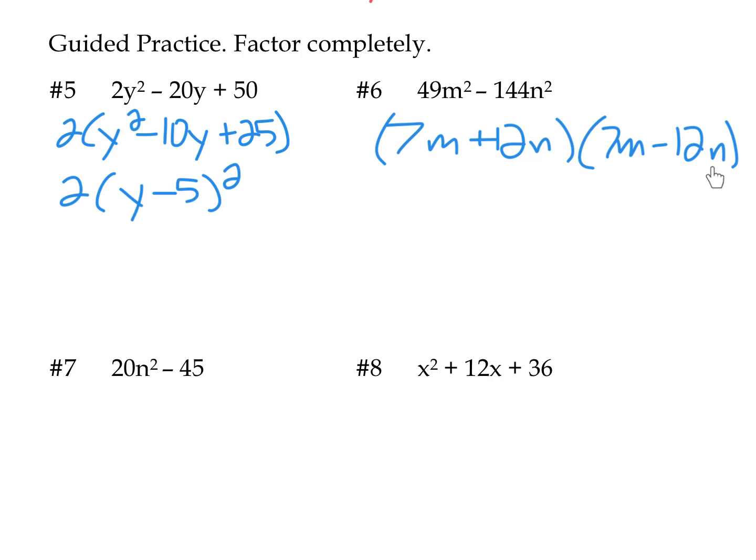That's fine, right? Because n times n gives me n squared. That hasn't changed. It's a difference of squares, 1 plus n and 1 minus n. These are both the same binomial, just with a different sign in the middle.